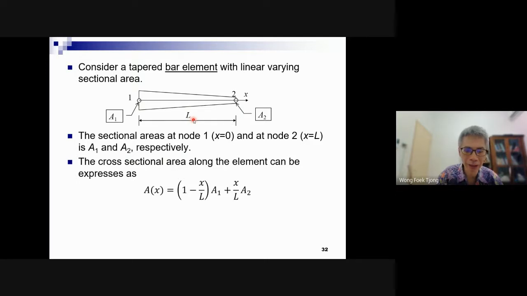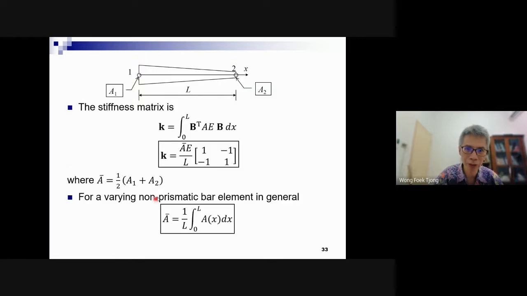Just like the linear distribution for the displacement, we can use the shape functions also to express the linear distribution, in this case the linear varying cross-section area. So our shape function we can use for expression of a linear distribution. Once we know A1 and A2, this is A(x): our cross-section area is a function of X. So just plug this into the equations.